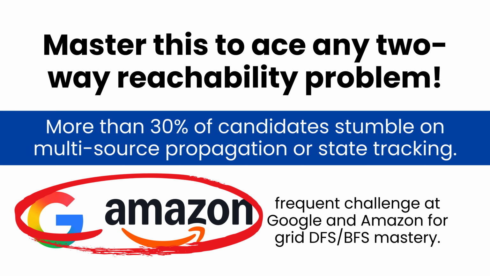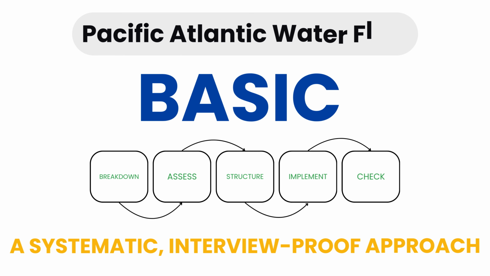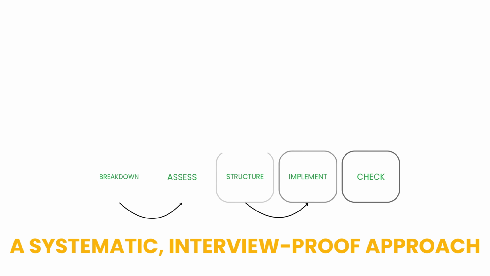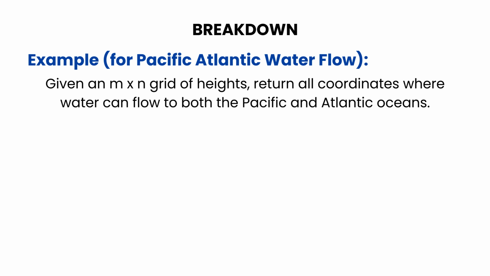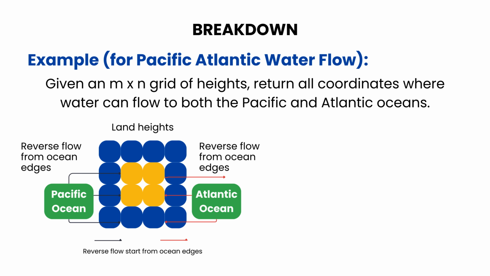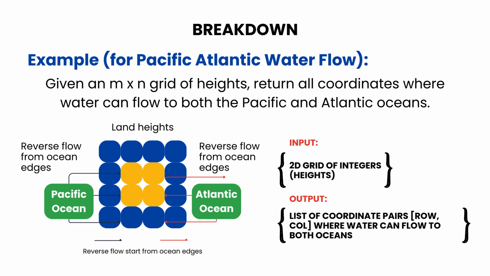Let's solve Pacific Atlantic water flow using the basic approach, a robust method for systematic, interview-ready solutions. Given an M by N grid of heights, return all coordinates where water can flow to both the Pacific and Atlantic Oceans. Water can flow from a cell to neighboring cells with equal or lower heights. The Pacific touches the left and top edges. The Atlantic touches the right and bottom edges. The input is a 2D grid of integers, heights. The output is a list of coordinate pairs, row, col, where water can flow to both oceans.